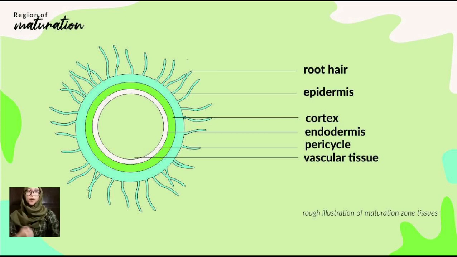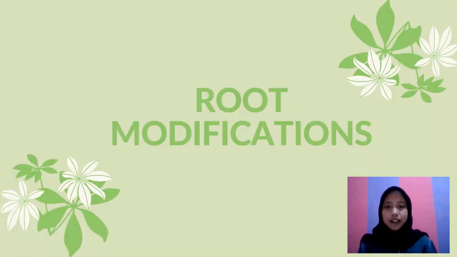Now beneath the pericycles, we have vascular tissues such as xylem and phloem. That's all for regions of maturation. After this, we will have root modifications.